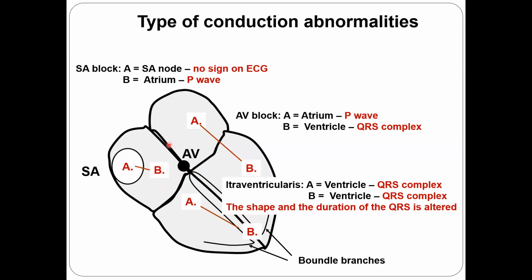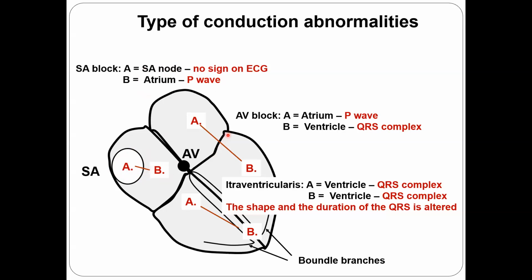Now, one big problem, for example, in the SA block, is that we do not have any sign of the activation of the SA node. There is no sign on ECG. If you do have an esophageal ECG, or you place the electrode directly on top of the heart or close to the SA node, yes, you do see the spike when the SA node is activated. Otherwise, you have the ECG only when the atrium is activated. So as you listen here, there's no sign of A, but we do see the P wave. So we have to diagnose this one based on the P waves.